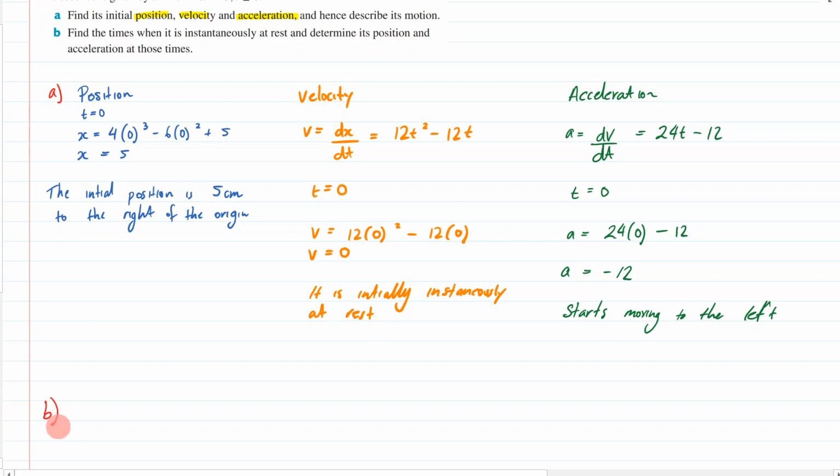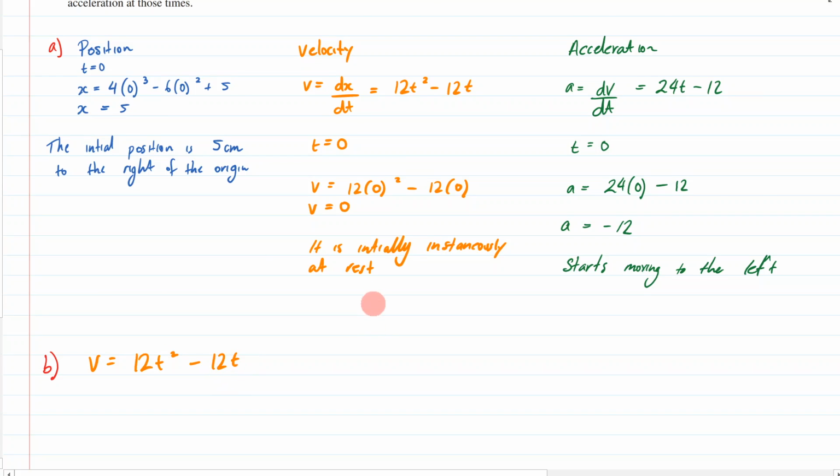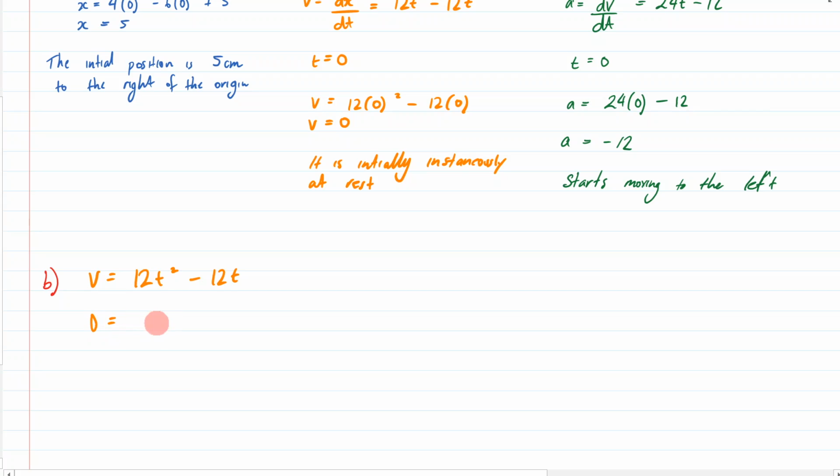Find the times when it's instantaneously at rest and determine its position and acceleration at those times. So what I'm going to do here is use my velocity. Remember, your velocity is 12t squared minus 12t. I'm going to set that equal to 0. Solving this, I can take out 12t, which leaves me with t minus 1.